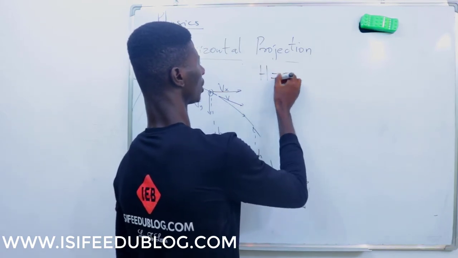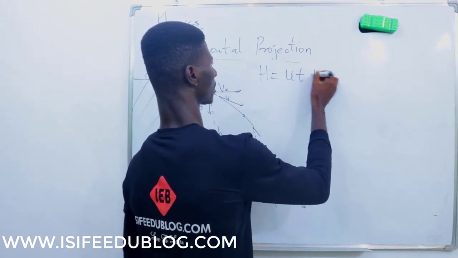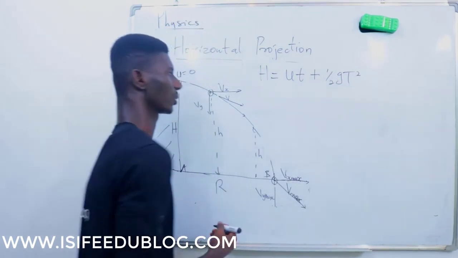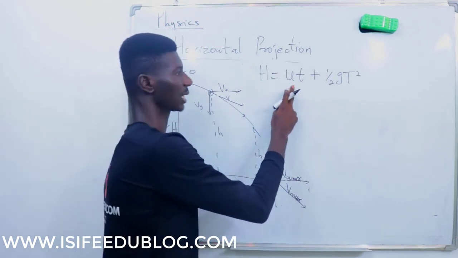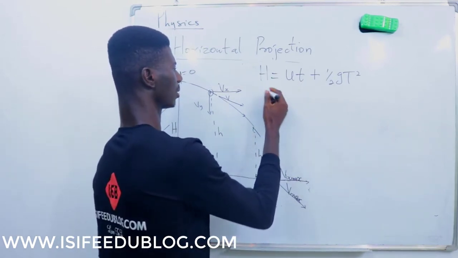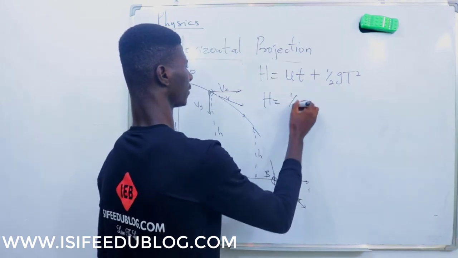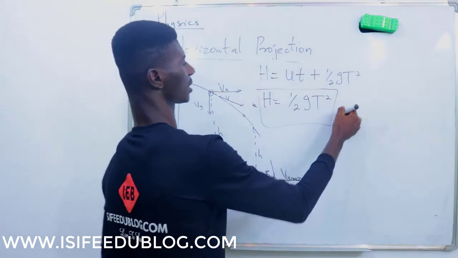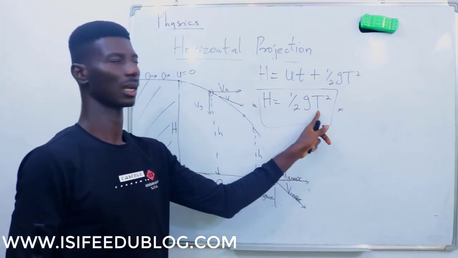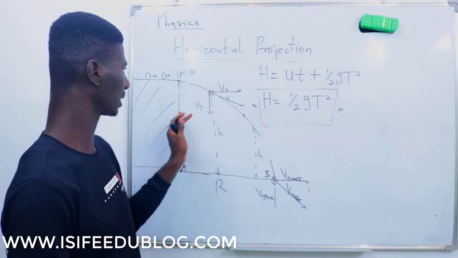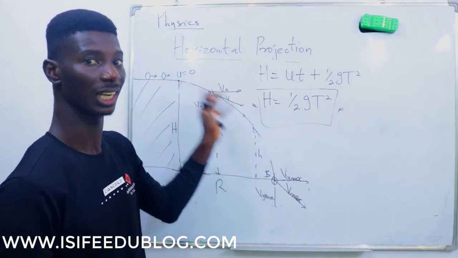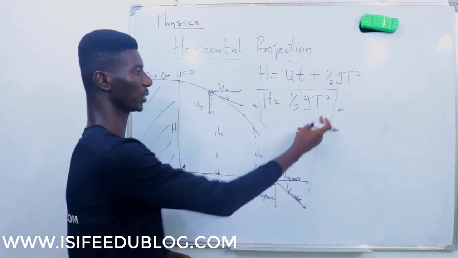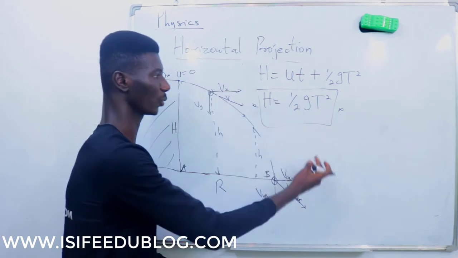So H is equal to ut plus half gt squared. Remember, vertically u is 0 at maximum height. So H is simply half gt squared. As easy as that. Be very careful here: we are making use of the time of flight for horizontal projection, because it's just coming down from a point. So this is t, and it's still equal to the time of flight.